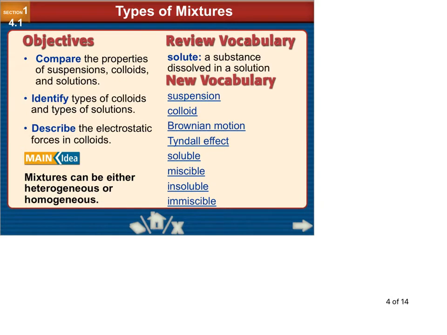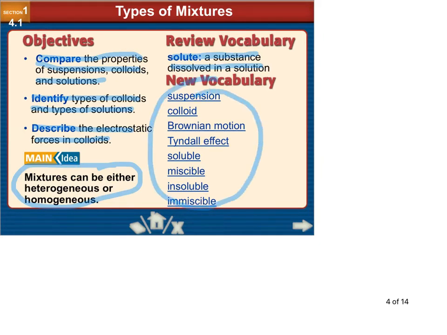Objectives: you're going to need to be able to compare properties of suspensions, colloids, and solutions. You're going to need to understand these. You're going to have different types of colloids and solutions. You need to be able to identify them, and then we're going to look a little bit at electrostatic forces involved in colloids. Our main idea is mixtures can be heterogeneous or homogeneous. Old review vocab: a solute is a substance dissolved in solution. We have quite a bit of new vocab we'll get as we move through this section.